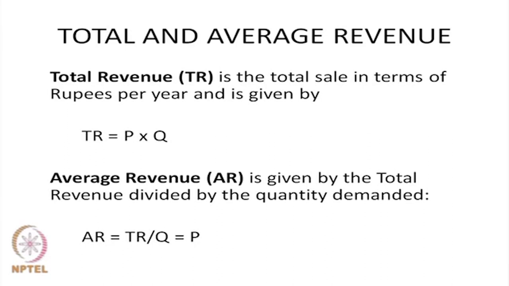Now, before we go further, we would like to now define certain other concepts of total, average and marginal revenue. Total and average revenue first. Total revenue is the total sale in terms of rupees per year and is given by the quantity sold multiplied by unit price P. That is the total sales revenue, or just sales, or total revenue, also called only revenue. So, basically we are assuming here that whatever quantity is demanded, it is also sold at a unit price P, rupees per unit into Q, is rupees per year, making it P into Q, and that is TR, total revenue.